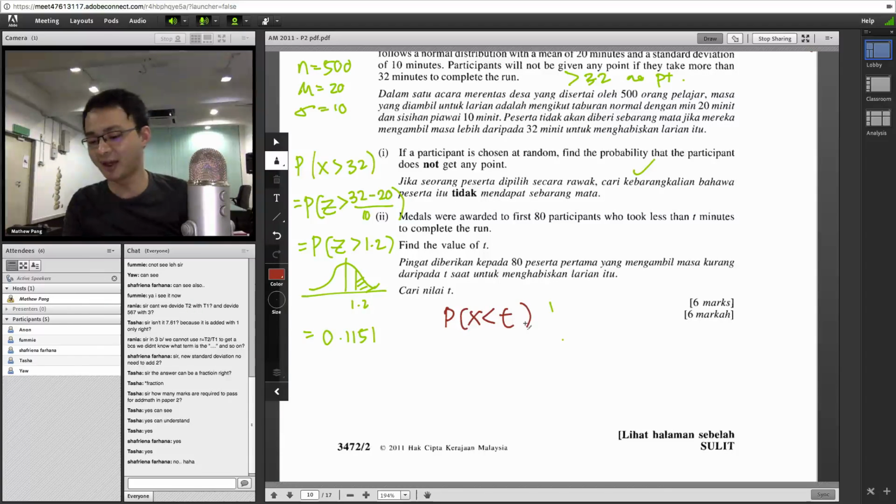T can be any minute. Maybe to get the medal, you must run less than 10 minutes or less than 5 minutes. T could be 10, T could be 5. We do not know. Anyway, we will need to solve this one.